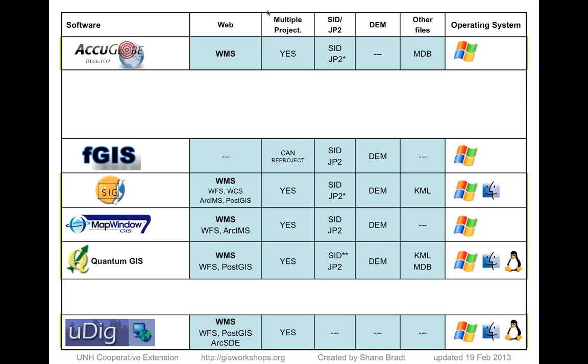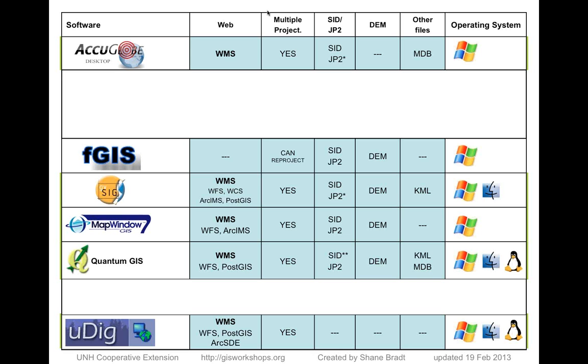The real important one, of course, is bolded, this WMS. That is by far the most common way that data are shared online, coming from servers such as BCGI and Granite, which is the New Hampshire clearinghouse. So these were a critical thing to highlight.